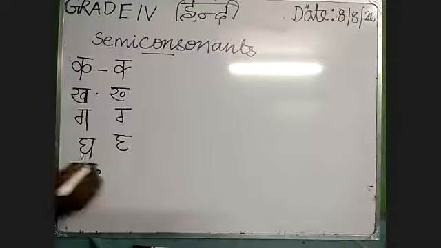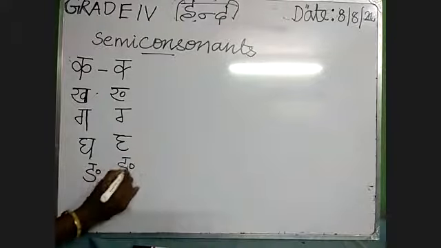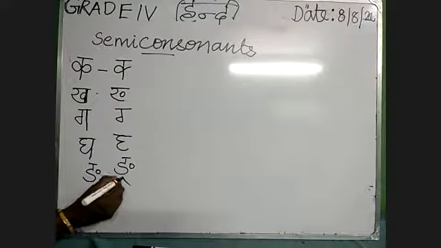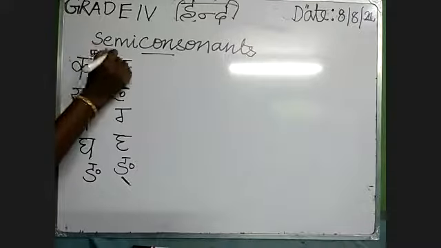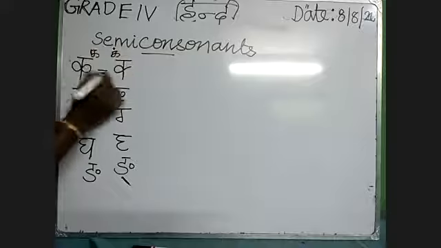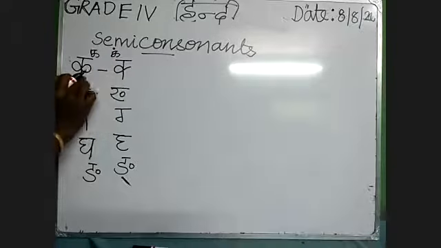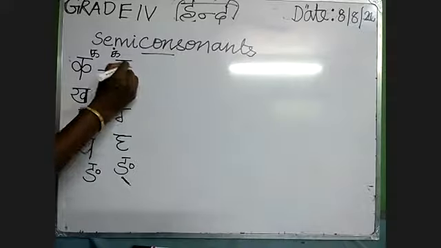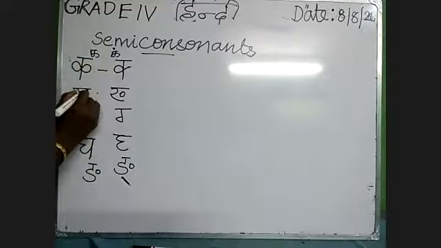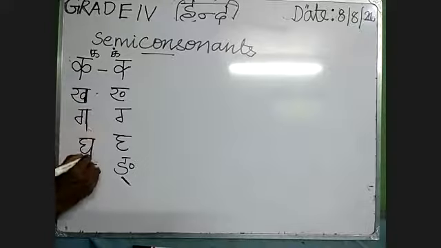This is nga and this is ing. See here, say ka, ik, ga, ig, nga, ing. In Tamil, if you put a dot, that is semi-consonants. But in Hindi, the half letter should be considered as semi-consonants. In ka, you should stop the ka up to this one. This is ik.